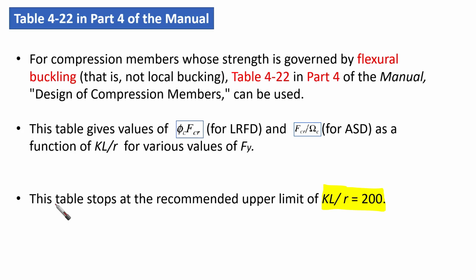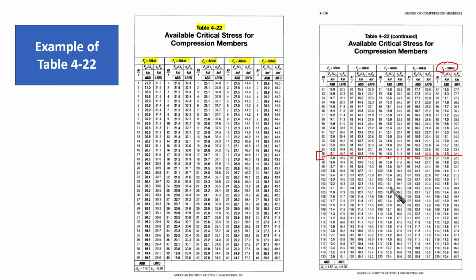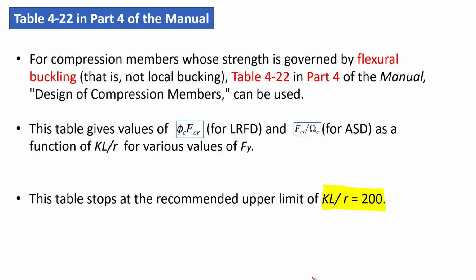Okay, and the last thing, this table stops at the recommended upper limit of KL over r, as I said before, 200. This is our limit here. So you are supposed to find, if you browse your manual, you can check it right now, that the last value at the bottom of this column is going to be 200 as our limit. Okay, so this is the first type, which is Table 4-22. And these are the most important points that you need to keep in mind.